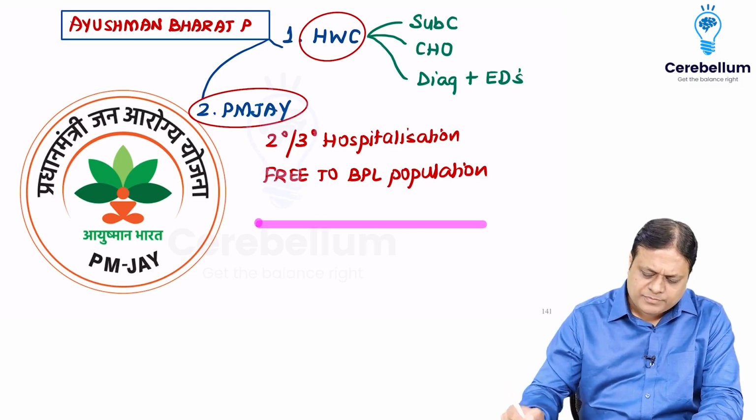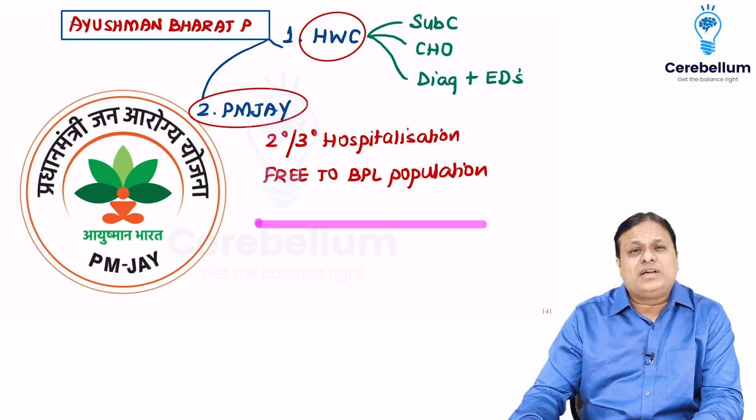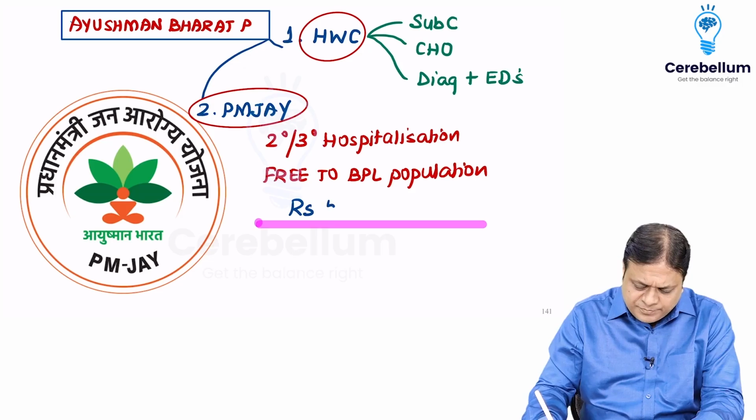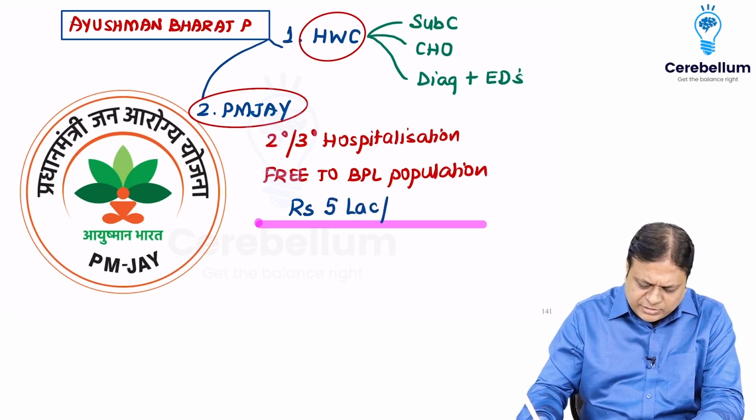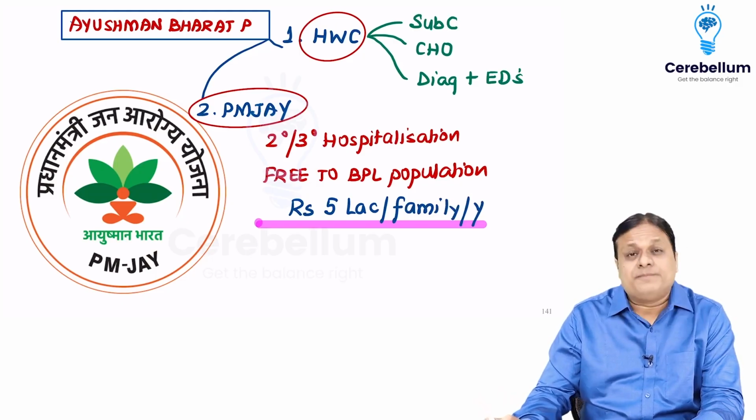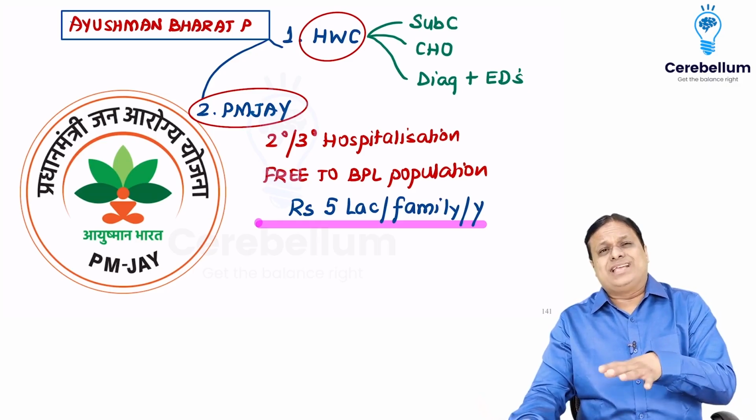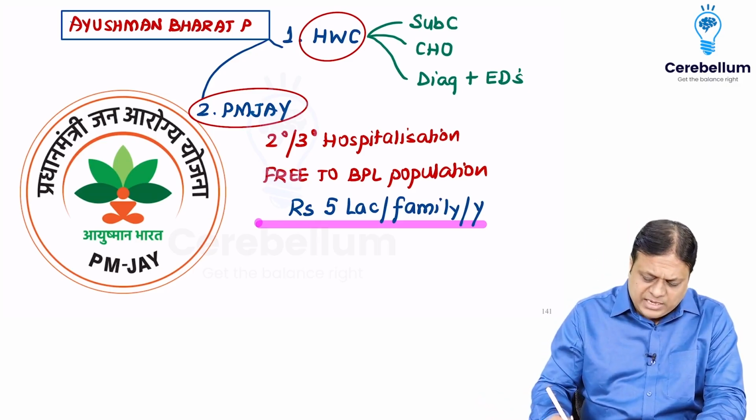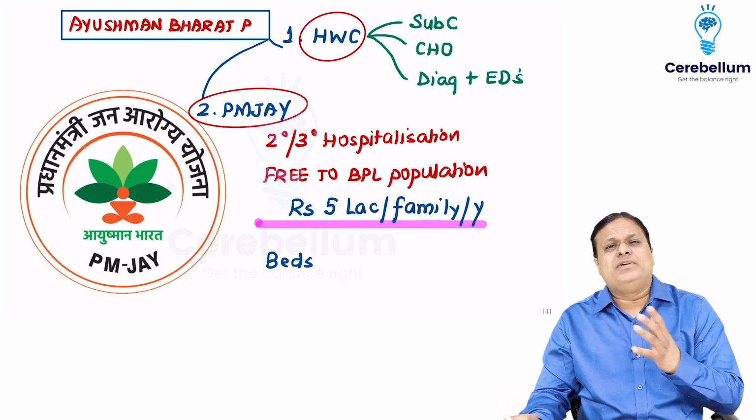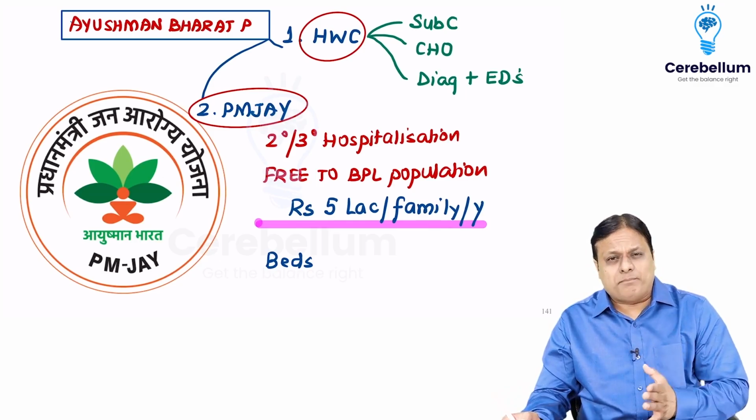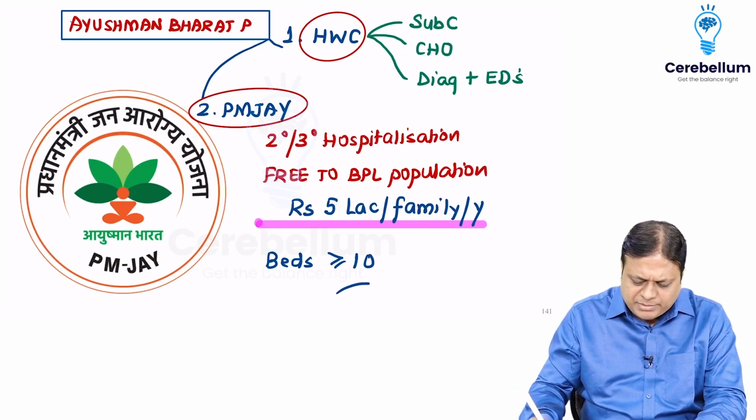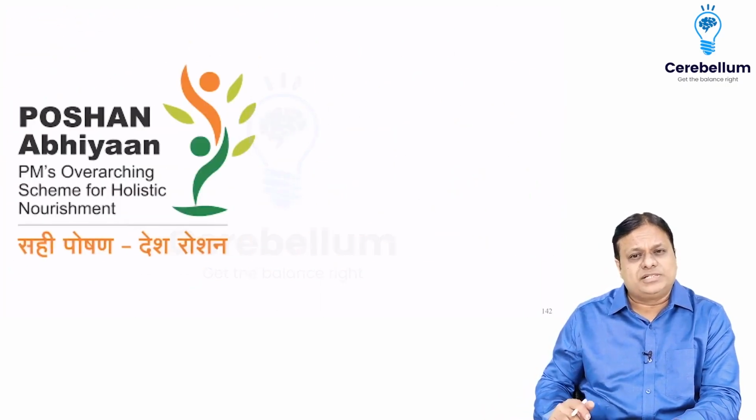Under this program, how much is the cover given per year? Insurance cover given for hospitalization is rupees 5 lakh per family per year. This is totally paperless, cashless scheme also. Any private institution, government are by default, any private institution can get itself empaneled under this Ayushman Bharat if it has a provision of minimum 10 beds for admission of patients.